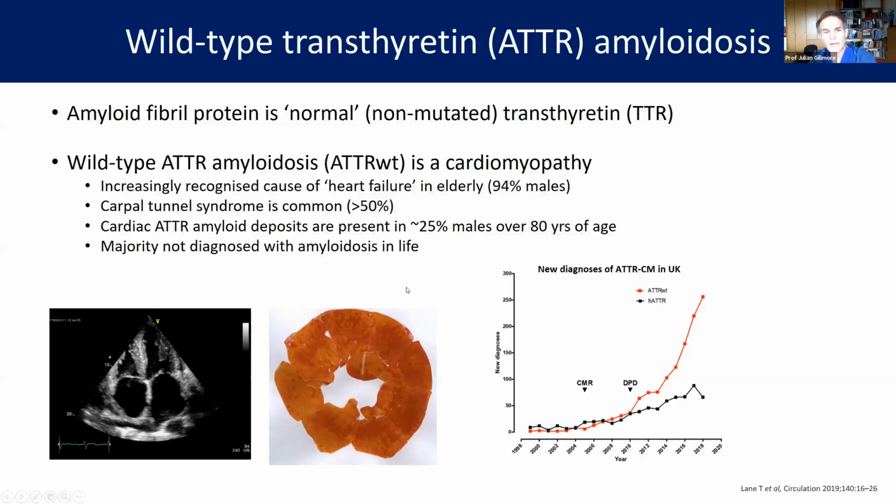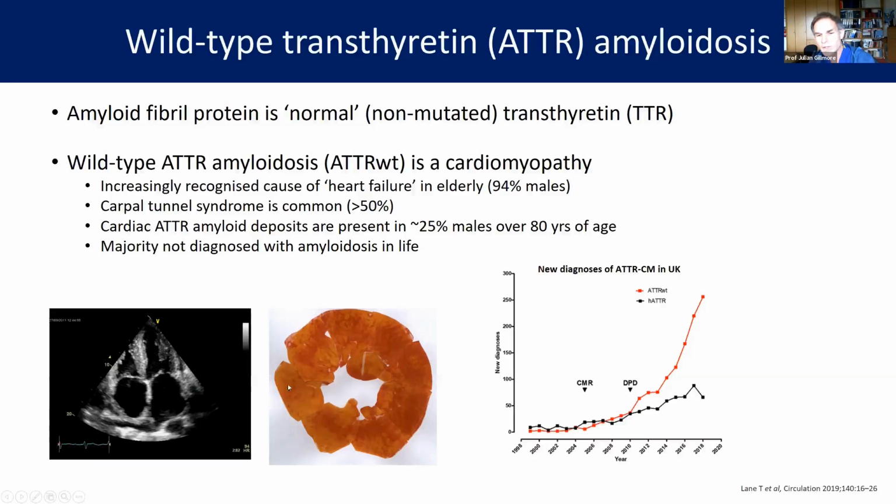This on the panel on the left here is an echocardiogram, what we call a 4-chamber view of an echocardiogram. And what it shows is these very thick, these white bits here, the heart walls, and you can see this is a very thick heart wall, and this is what you get in amyloidosis.